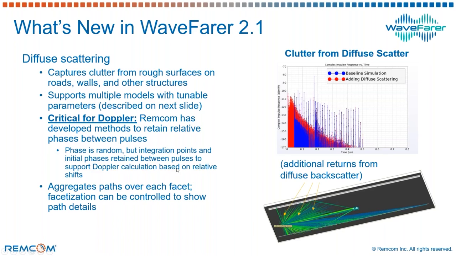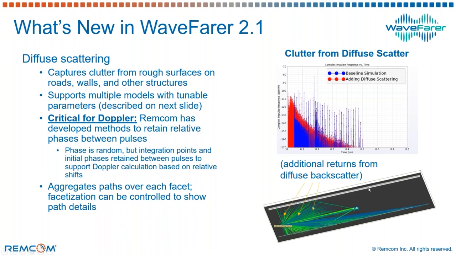So we are able to capture how those phases may shift relatively as things are moving over very small distances, such as the frame for a sequence of chirps. And this allows us to capture a Doppler from the scattering. The scattering aggregates paths over each facet.